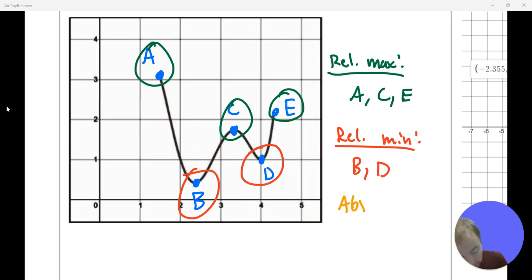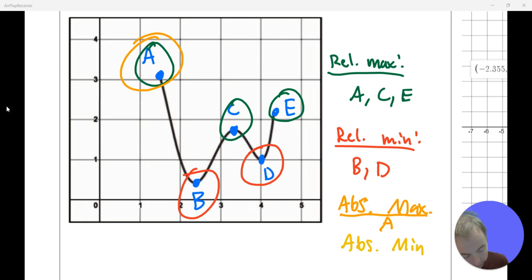Then if we were looking for absolute extrema, the absolute maximum would have to be the highest point if there is one on the graph. And it does turn out that if we look at all of the relative maximums of A, C, and E, this point right here would be the highest. So the absolute maximum occurs at the point A in that graph. And then for any absolute minimums, we actually do have a lowest point. B is a little bit lower than where D is at, so therefore we can refer to the absolute minimum of the graph of that function being at point B.